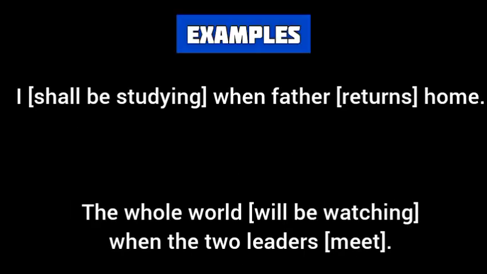For example, I shall be studying when father returns home. Shall be studying is in future continuous tense. It shows an ongoing future activity, while the other activity, returns home, is in simple present tense, taking place at the same time. Here my studying is a continuous future activity, but father's returning home is not a continuous but a simple future activity. But both these activities will take place at the same time.